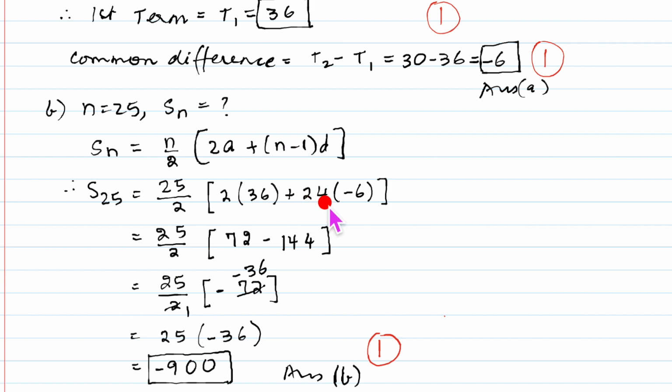N minus 1 is 24, d is minus 6. So all you have to do is just follow this pattern. This is 72, this is minus 144. So you will have this giving us minus 72, 2 ones and 2 goes minus 36 times. 36 into 25 is 25, 4 is 100 into 9 is 900. So minus 900, and that is your 1 mark for the sum.